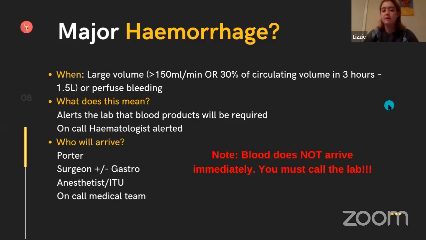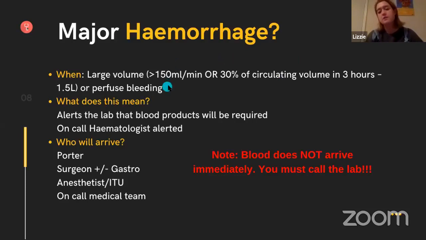So I completely agree. The actual criteria we said is more than 150 mil per minute. So well done, that person who came up with that. Or 30% of circulating volume in 3 hours, so about 1.5 litres, or profuse bleeding. To be honest, I think if someone is profuse bleeding, whether or not it's going at 150 ml per minute, then absolutely. In terms of 30% circulating volume, if you've lost that, I think you're in about class 3 shock. So clinically, they're going to be hypotensive, tachycardic, not passing much urine, confused, combative, tachypneic.